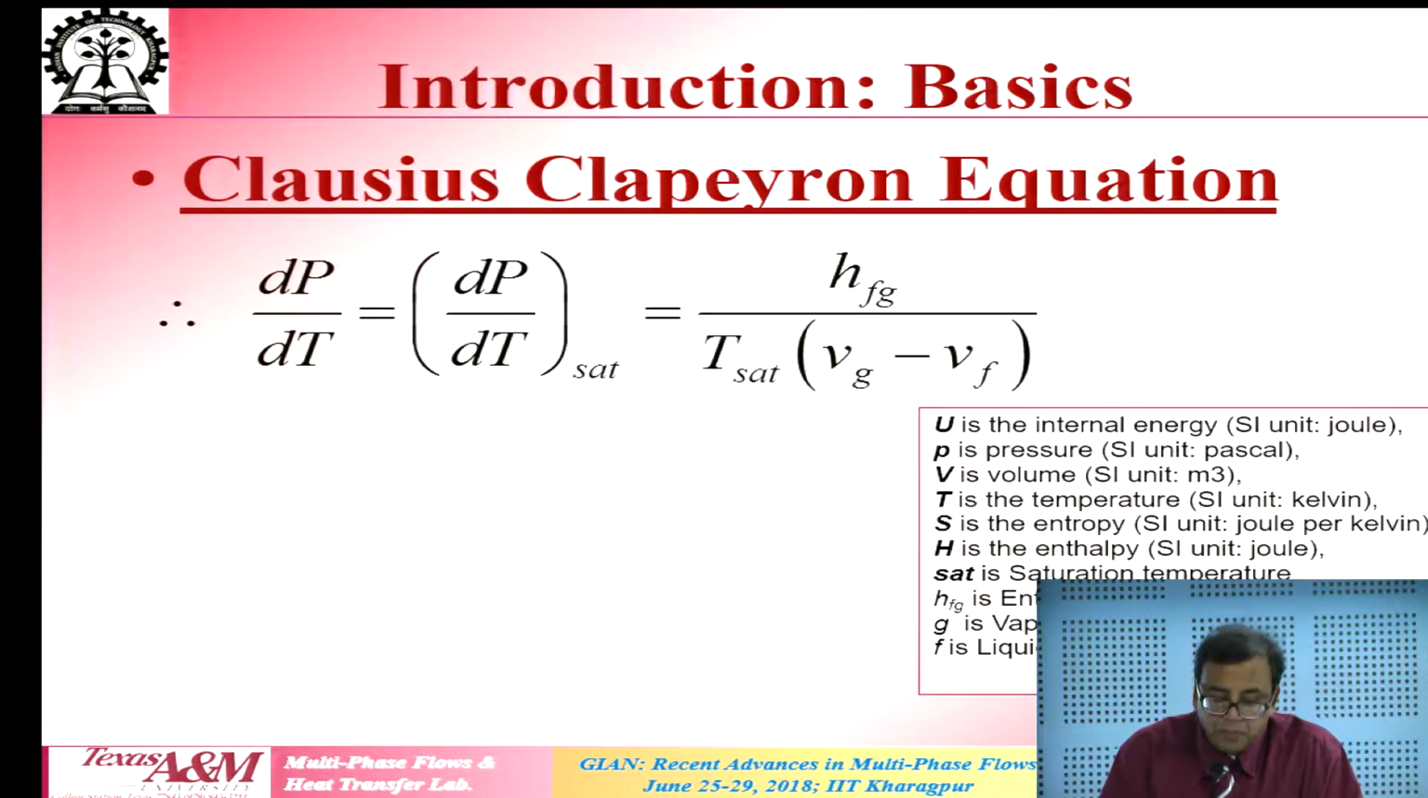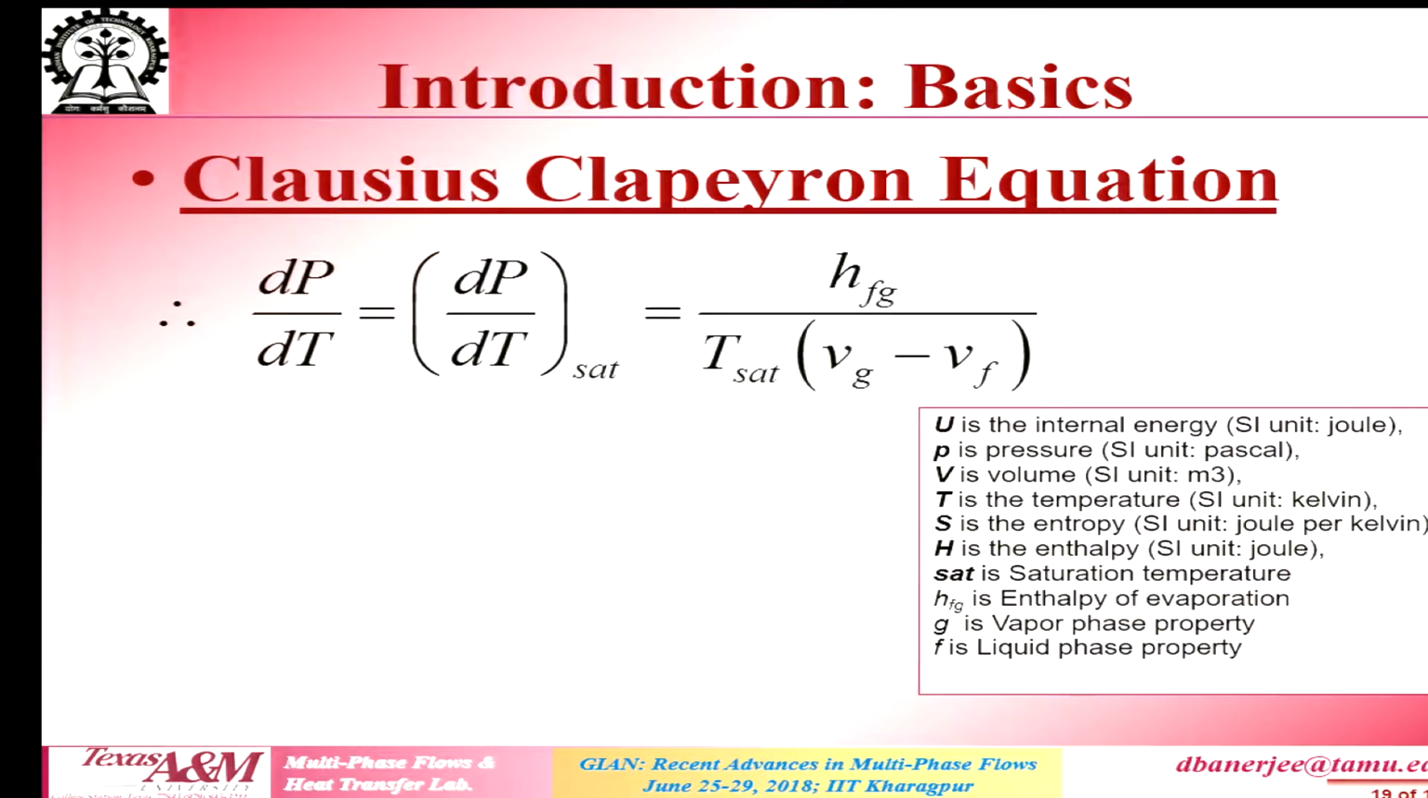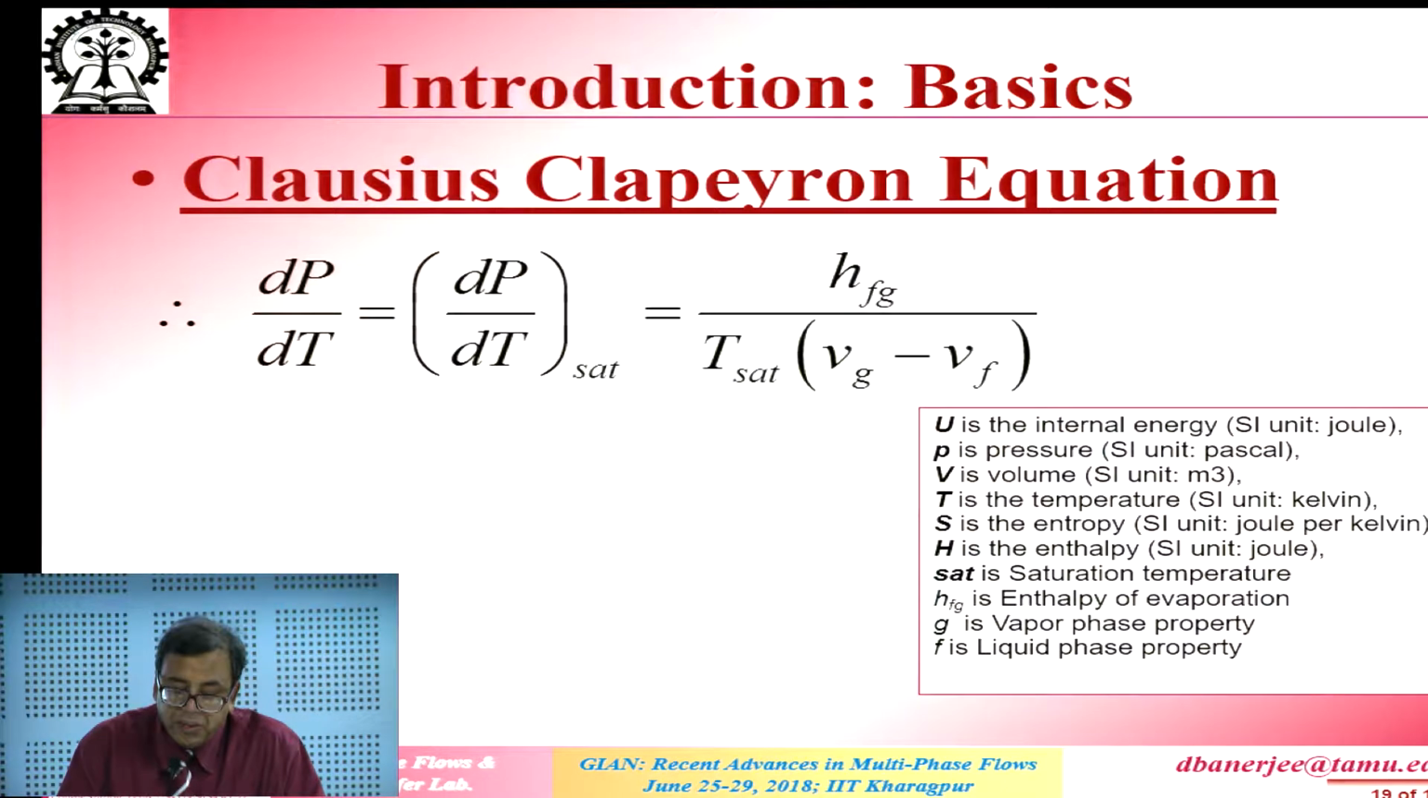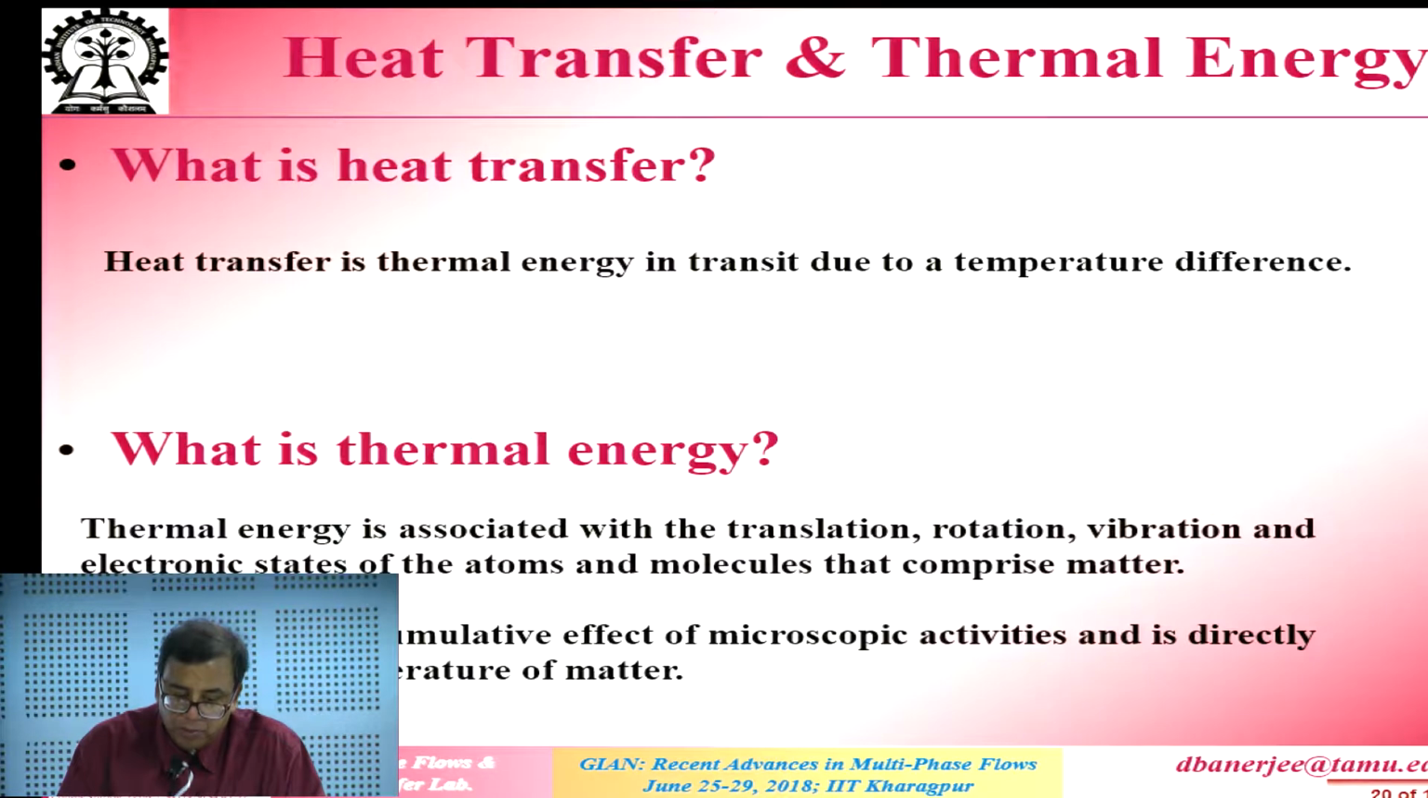Now we will also use the Clausius-Clapeyron equation, and basically this is the form of the Clausius-Clapeyron equation that tells you how the pressure and temperature are related when there is a phase change. You can derive this equation, it is very simple, I will not spend too much time on that.